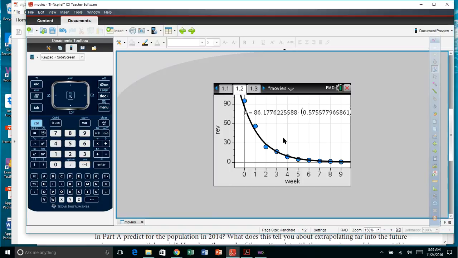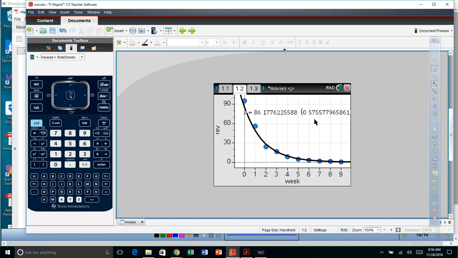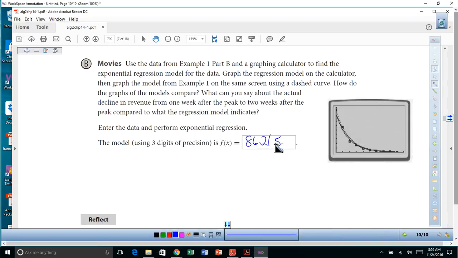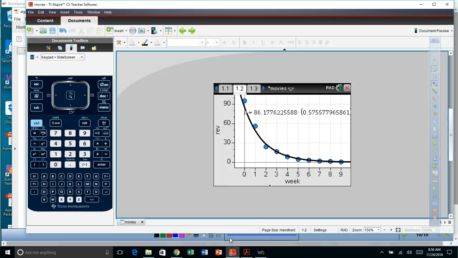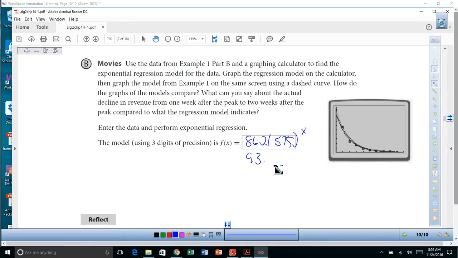So we have a new equation here, don't we? We've got, let's see, A is 86.2. So our new equation is 86.2 times 0.575 to the x power. It's a bit more precise. And I think the other one was 95.3. And remember, we approximated the B and we got 0.58 to the x power. So those are really, really close, okay?